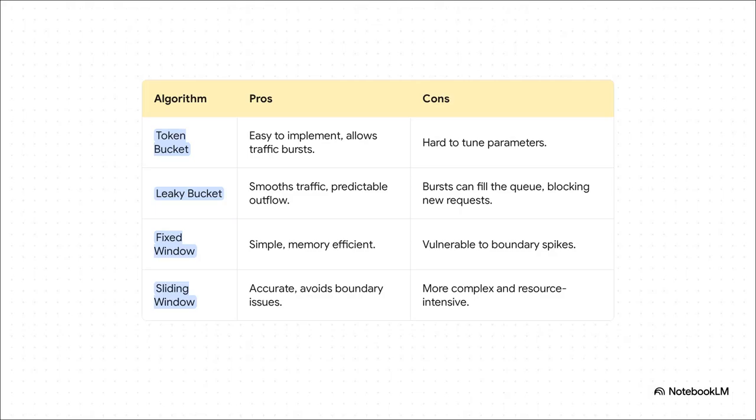Okay, I know that was a lot of algorithms to throw at you, so here's a quick side-by-side. The main takeaway is that there's no single best algorithm. Each one has its trade-offs. Token Bucket is awesome for allowing bursts. Leaky Bucket is all about creating a predictable, steady flow. And Sliding Window gives you the best accuracy, but it's a bit more complex. The right choice really just depends on what problem you're trying to solve.